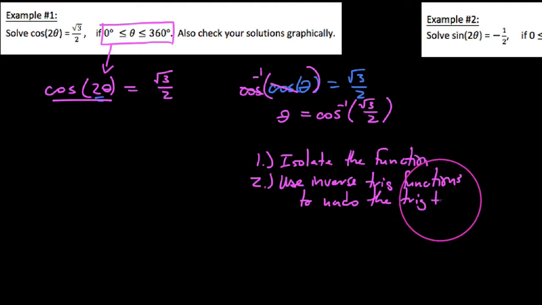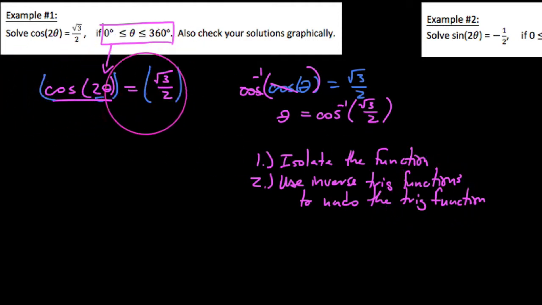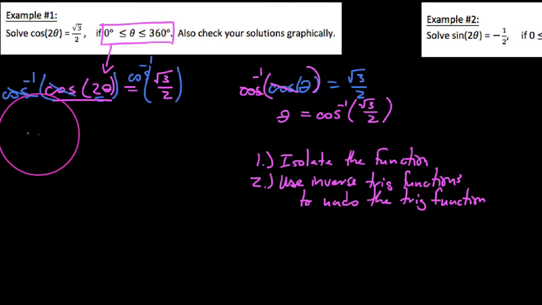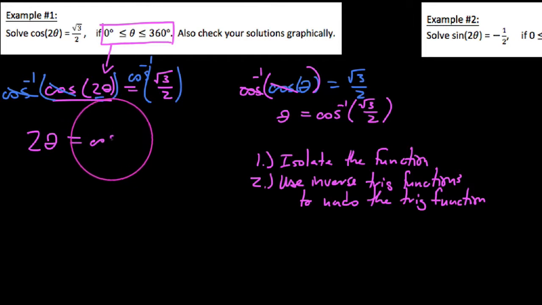Okay, and so the idea is that once we have this undone, we'll have what's on the inside of it here. So what we're going to do is we're going to take the cosine inverse of both sides. This is just me showing my work here. So very similar to what we've already done with trig equations. These would cancel out. The only difference now is this: we get left with what was on the inside, which is 2 times theta, and on the right side here we have cosine inverse of root 3 over 2.